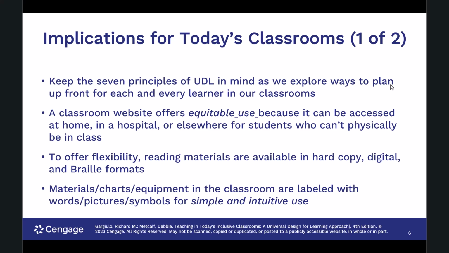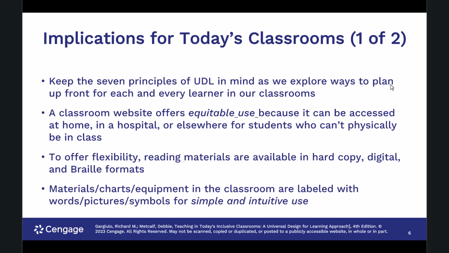LMS. To offer flexibility, reading materials should be available in hard copy, digital, and Braille formats. If you have a visually impaired student, you need to make sure you have Braille materials. But I always had, some people need hard copies of textbooks. So that's why even though we've gone digital in a lot of ways, most schools will still have hard copies of books.